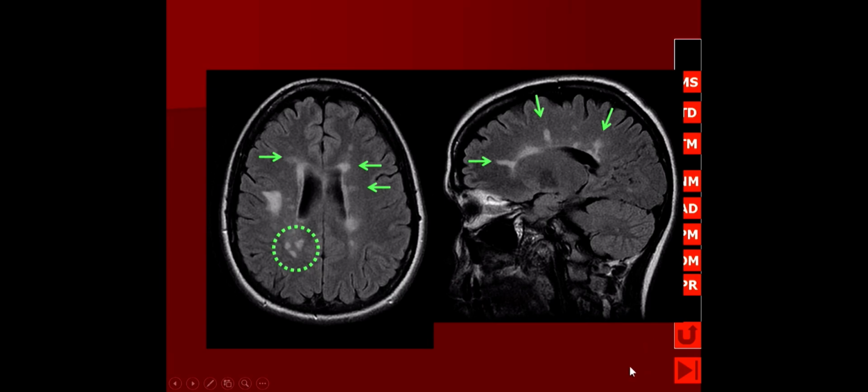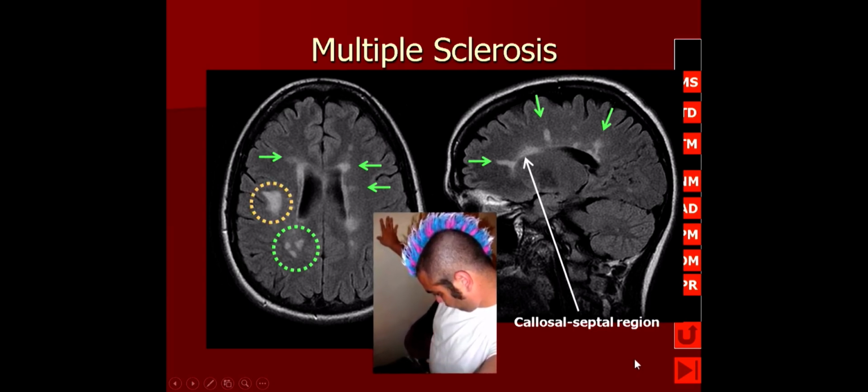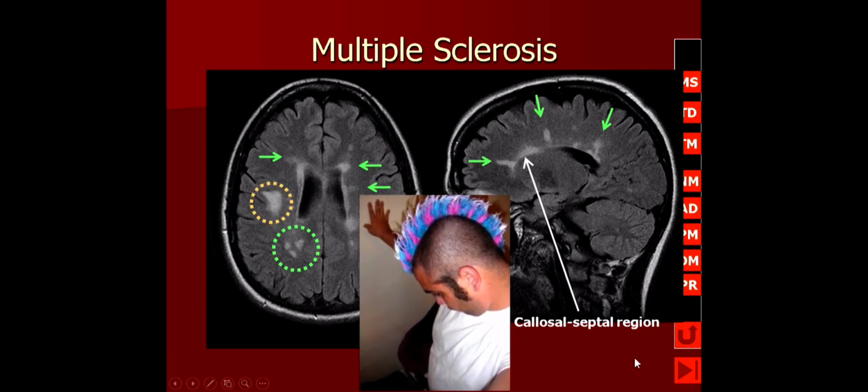And I always remember what typical classic MS looks like when I think about this patient here who came in that had kind of a mohawk with a rainbow effect here. One of his parents was a peacock, so this is the way that he ended up.